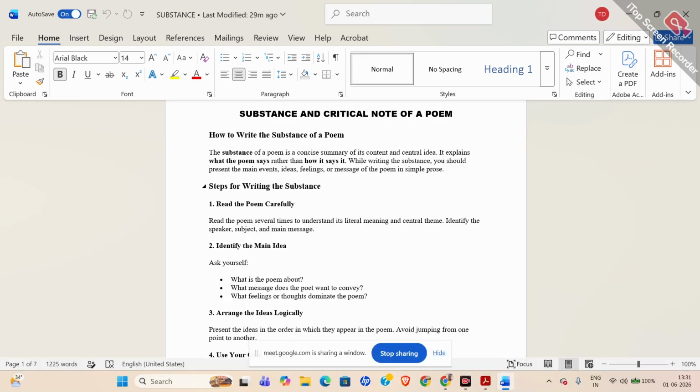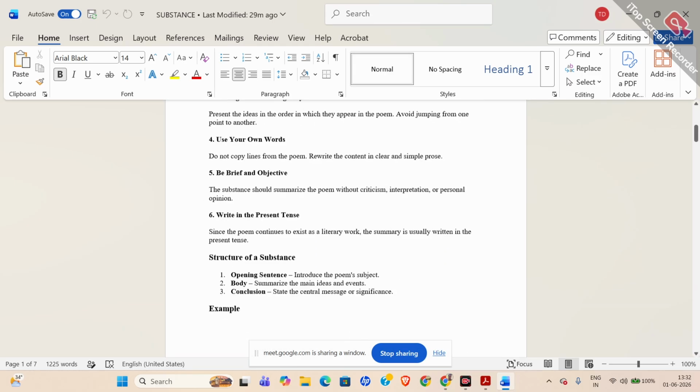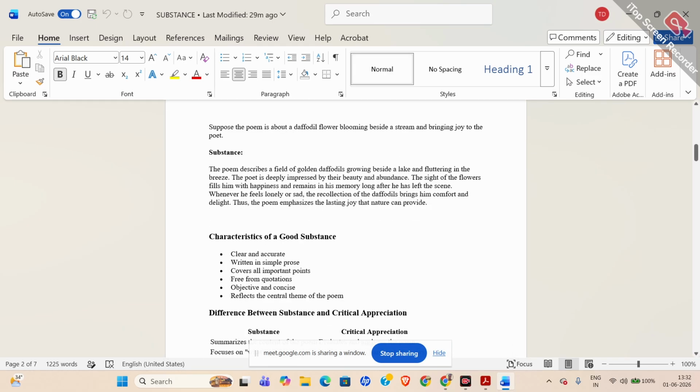Okay, so I will of course give you poems, or rather I will read poems with you, and then we will write the substance and critical notes of those poems in my later classes. But now I am just telling you about the writing of the substance.